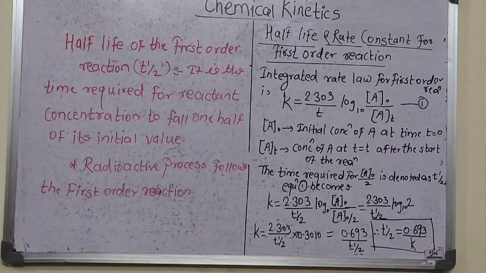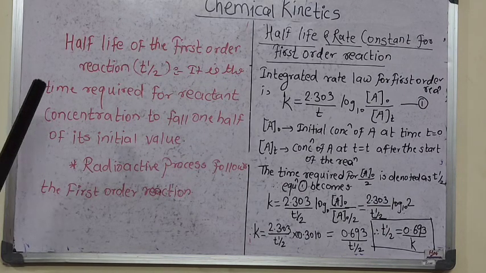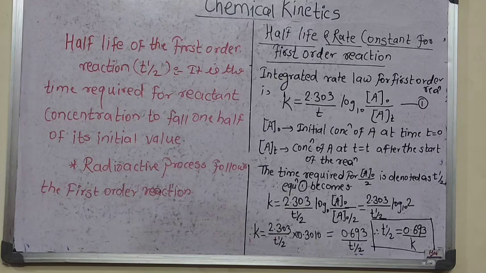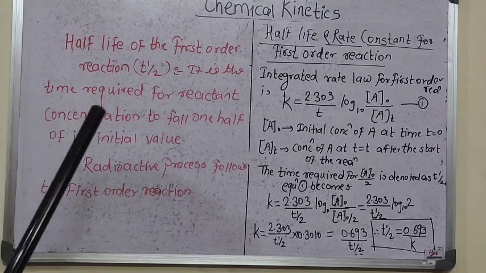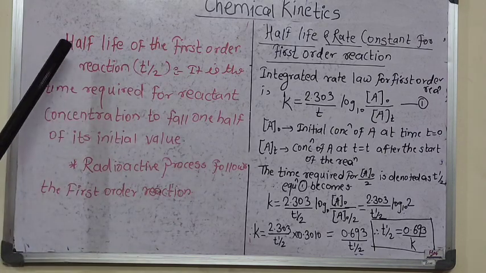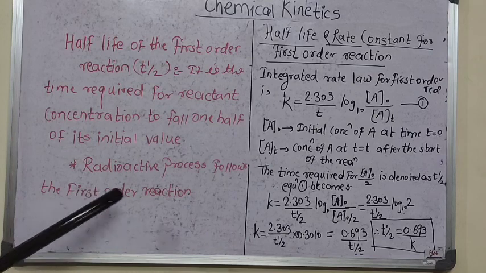Here we go to the next point, the half-life of the first order reaction. What is meant by half-life? It is the time required for the reactant concentration to fall to one half of its initial value. So the concentration of the reactant should become half of its initial value, and the time required for that fall is nothing but the half-life. Here we are considering the half-life of the first order reaction.